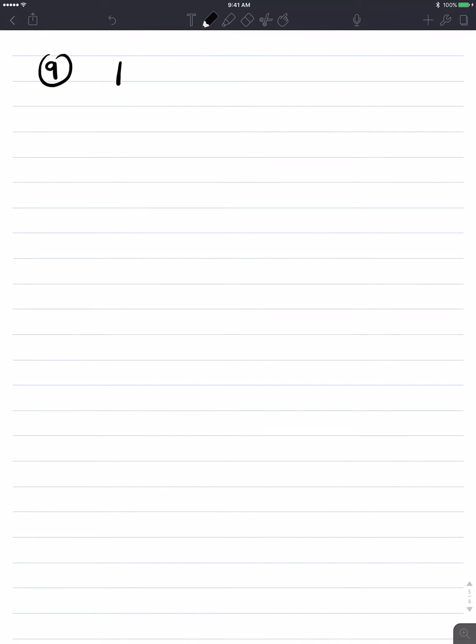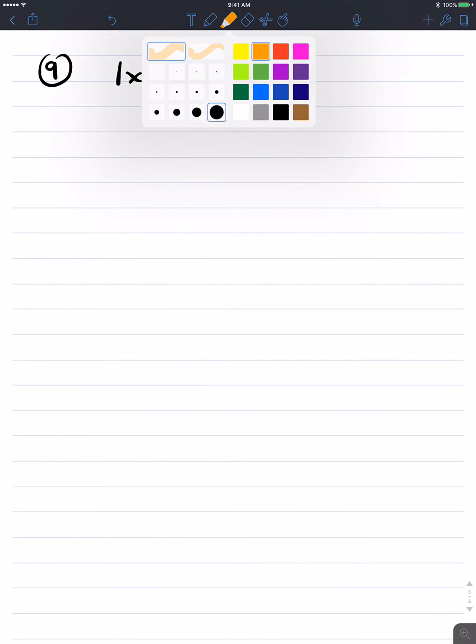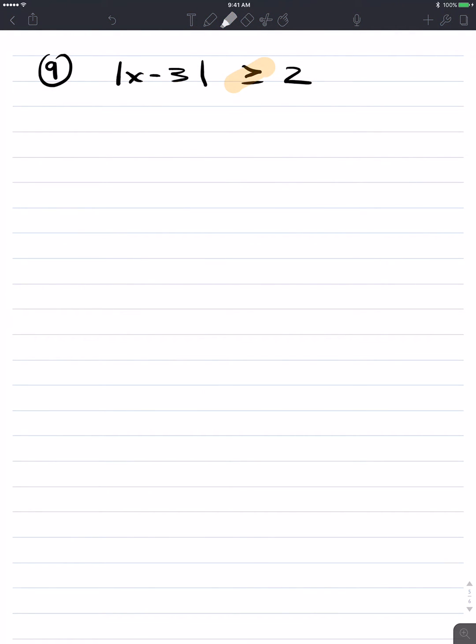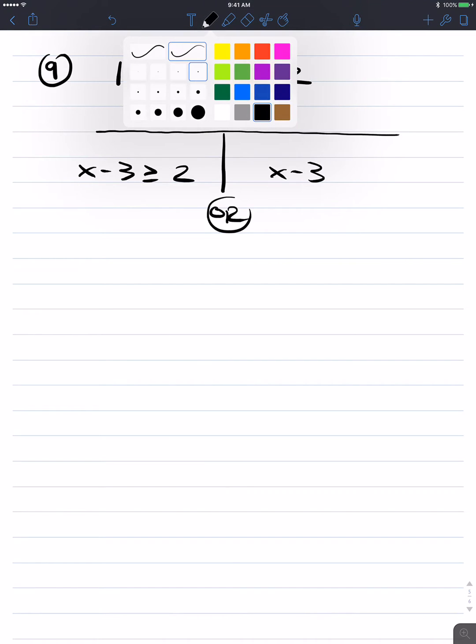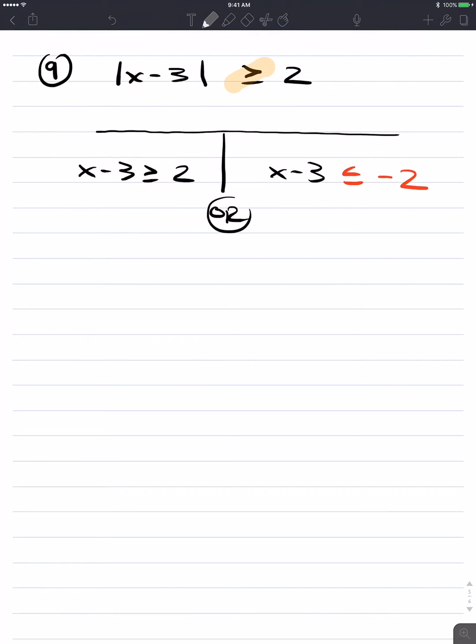Number 9, the absolute value of x minus 3 is greater than or equal to 2. Notice again, the absolute value is greater than or equal. This means we have an OR situation. We're going to ultimately take the union. X minus 3 is less than or equal to -2. We're going to solve and graph each linear inequality. Then we'll take the union.